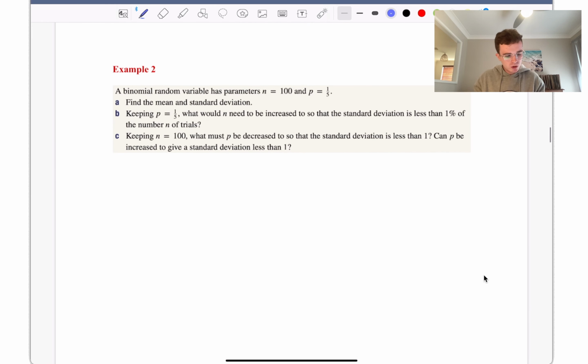Okay, example number 2. We've got a binomial random variable with parameters n equals 100 and p is 1 on 5. Find the mean and standard deviation. Well, the mean of a binomial random variable is equal to n times the probability of success, which is 100 times 1 on 5, which I think is 20. Yep. Now we're going to look at the standard deviation.